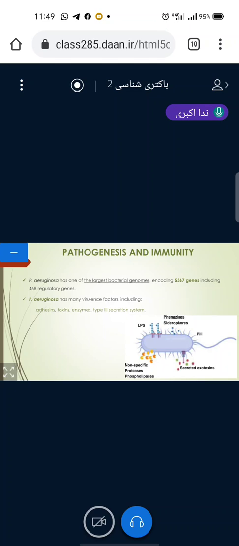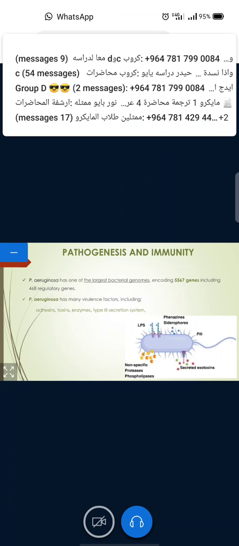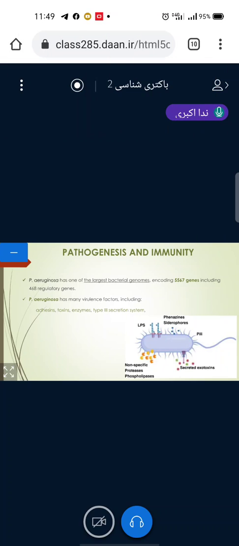And the other point is that Pseudomonas aeruginosa has one of the largest bacterial genomes, encoding about 5,567 genes, including 568 regulatory genes. This is important for understanding that Pseudomonas aeruginosa is highly adaptable. It can adapt itself to any environment and is capable of growth in a wide range of environmental conditions and in the presence of antimicrobials. You can see it is very useful for this bacteria.